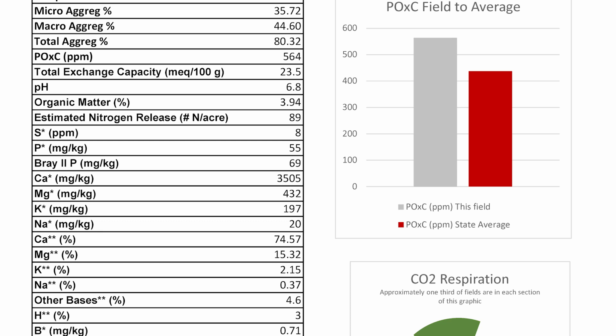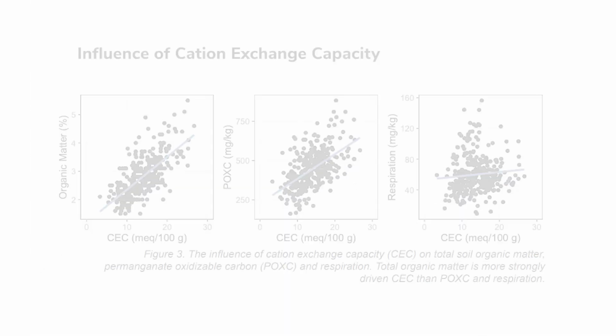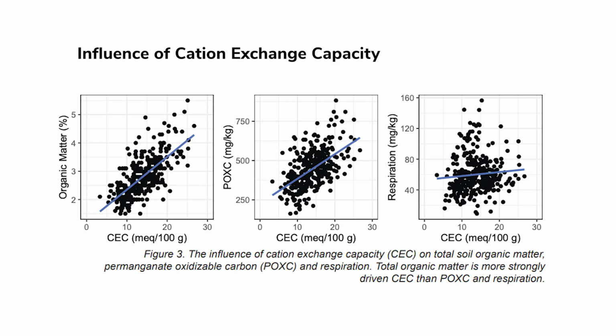And then as we look down through, the next few are just those typical mineral nutrients, things like CEC, which is strongly correlated actually to all of our soil health factors. That aggregate stability and POXC have a correlation to CEC. The higher the CEC, the higher the POXC.